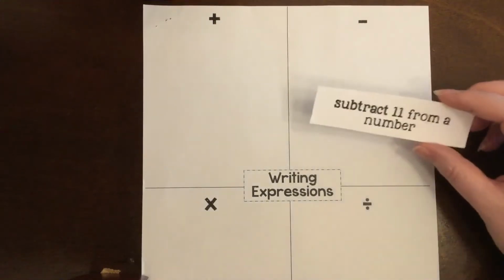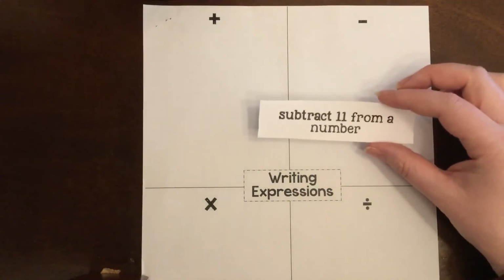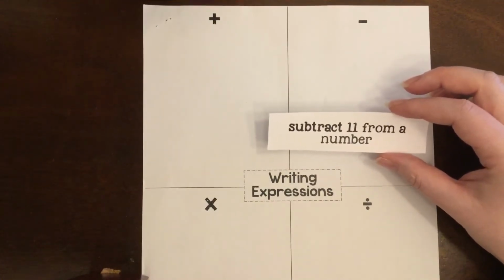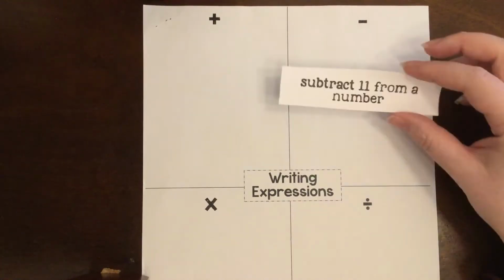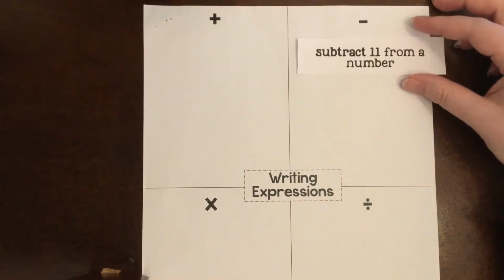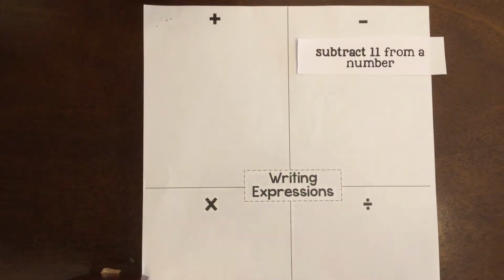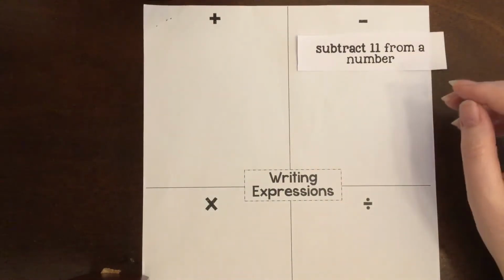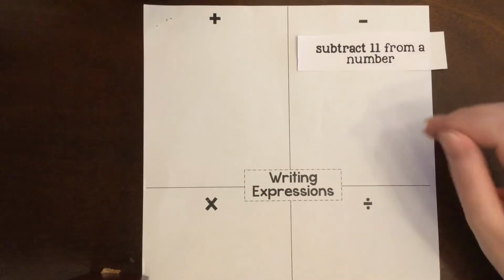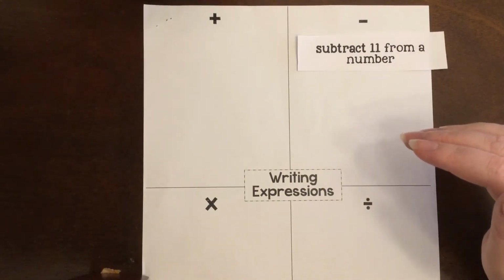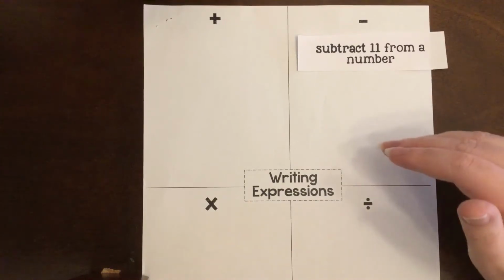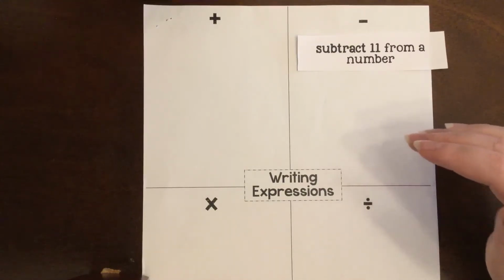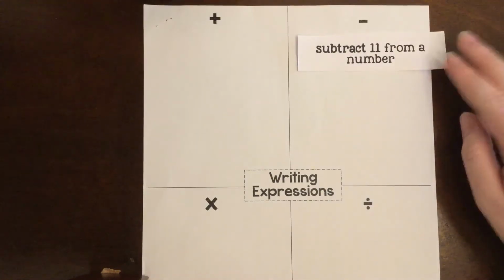Okay, so the first one that I have is subtract 11 from a number. So this is the word subtraction. That's the key word here that we know it would go in the subtraction section. And the order matters. If you were to write this as an expression, you would take a number, so n or x, whatever variable you're going to use, and you would minus 11 from it.